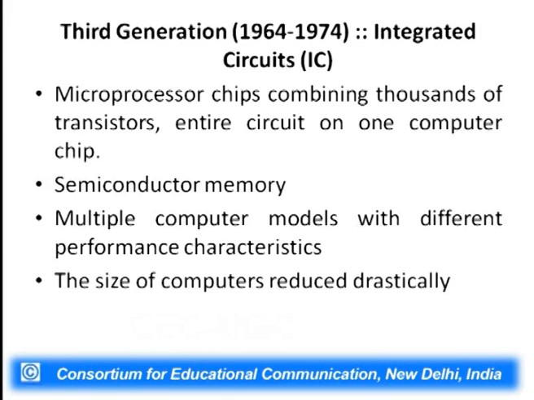So, the microprocessor chip came into existence with the third generation of computers with the help of this IC. Microprocessor chips had thousands of transistors, and the entire circuit was on one computer chip. The memory used was semiconductor memory. Multiple computer models with different performance characteristics were introduced during this period, and the size of the computer reduced drastically further from the previous two generations.